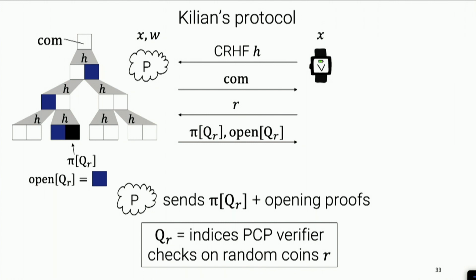But if you imagine a huge tree, it could be very long at the bottom, but you only have to send a polylog length opening to certify any position. Does that answer the question? Yeah, the opening is just on the bottom.